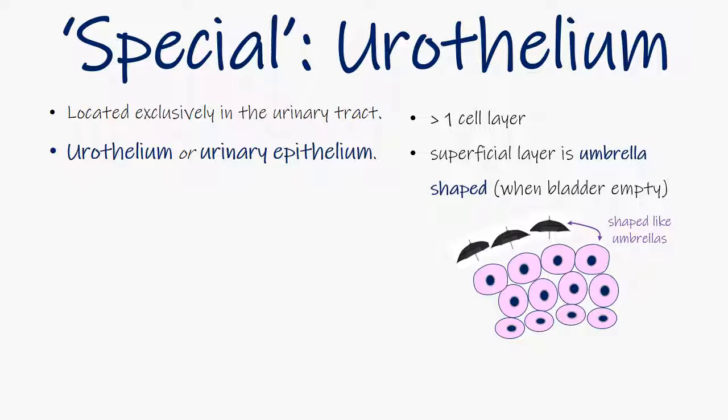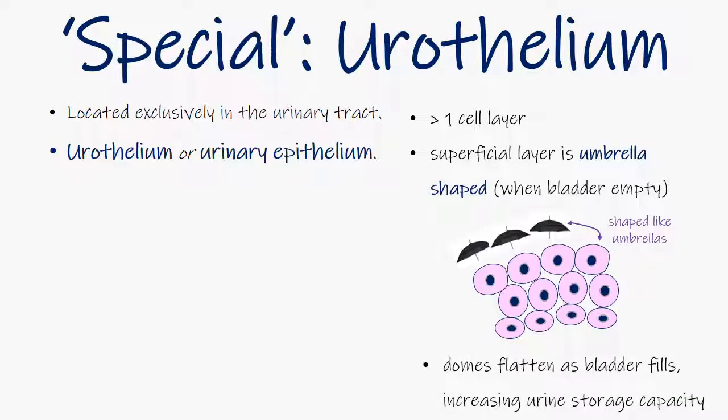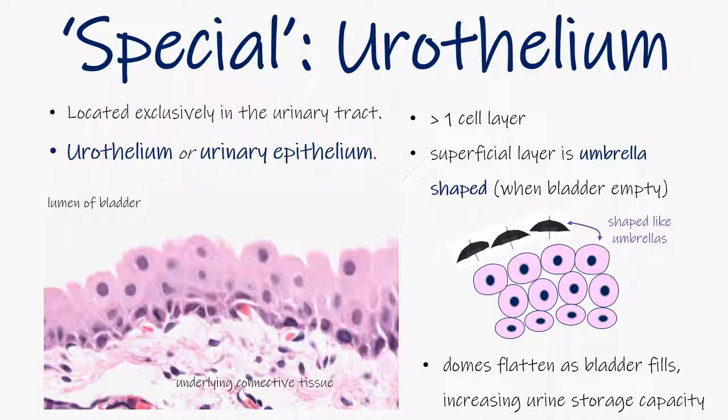If you imagine the urinary bladder filling up with urine and pushing on the surface of these cells, you'll understand how, as the dome-shaped surfaces flatten out, it increases the surface area of the epithelium and thus the storage capacity of the bladder. If we compare the schematic to a micrograph from an empty urinary bladder, you can see these beautiful umbrella cells.